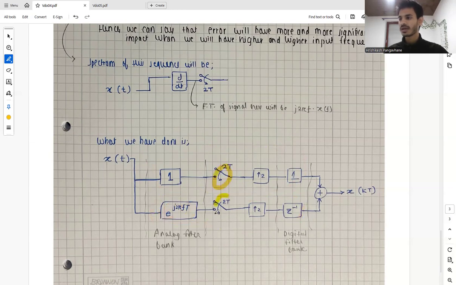Then we sampled it at the rate of 2T, then we upscaled it, and again we introduced a pole because we advanced this channel by T. So then again we have to get back to the original time instance, so we again introduced a delay of T. So at this moment, when we are introducing a delay at this channel, it's just one.